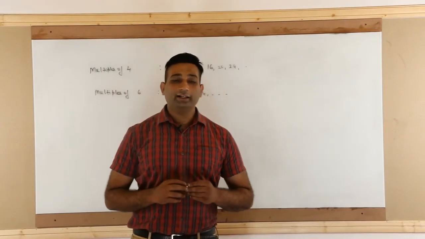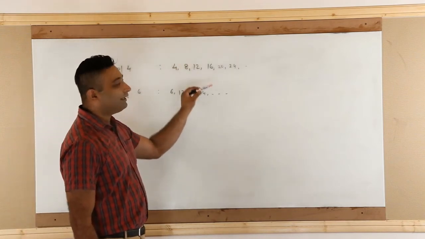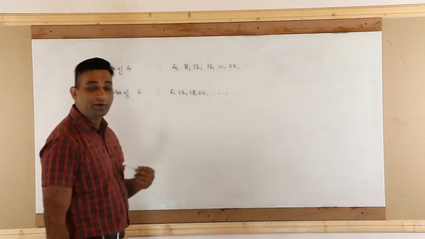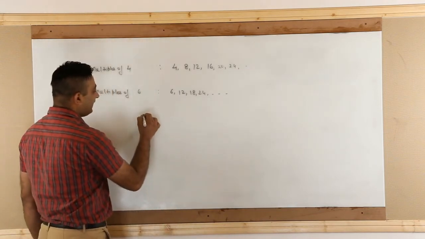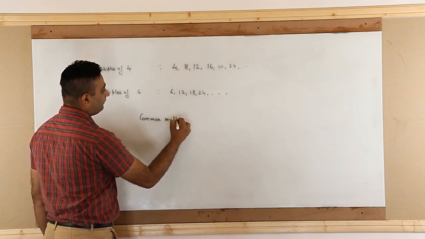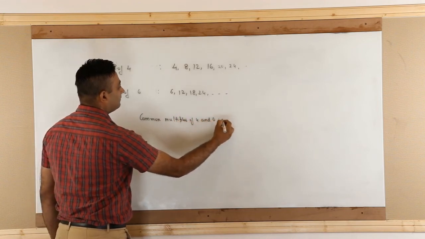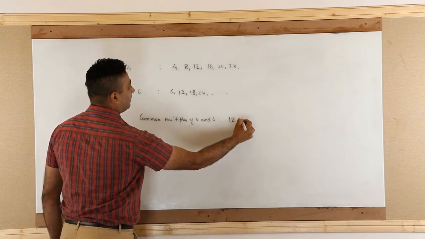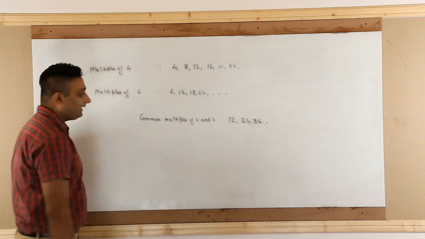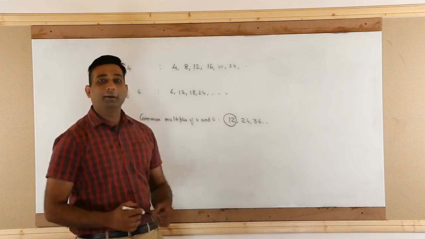Dear students, we know that the multiples of 4 are 4, 8, 12, 16, 20, 24, etc. And the multiples of 6 are 6, 12, 18, 24 and so on. We can see that the common multiples of 4 and 6 are 12, 24, 36 and so on. And out of these common multiples, 12 is the least common multiple.